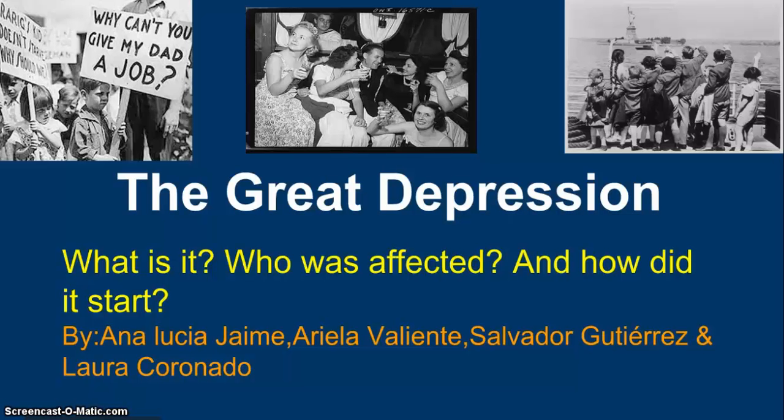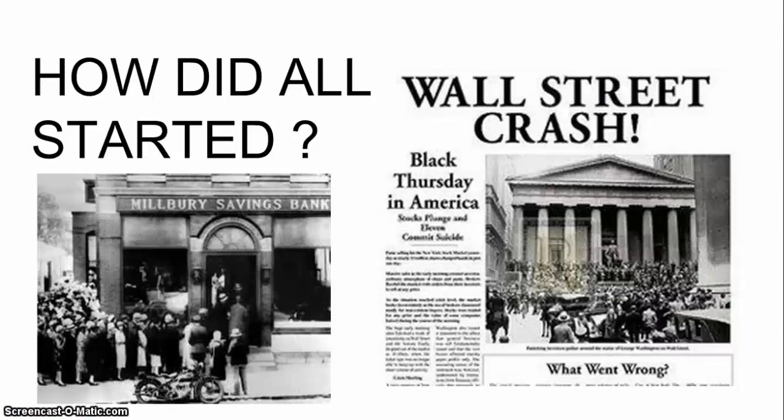The Great Depression of the United States. What was it? Who was affected? And how did it start? The Great Depression of the United States was caused by weakness in the U.S. economy. Although the 1920s was known as a prosperous time, the income was not evenly distributed, meaning that the rich people made large profits, and people spent much more money than what they earned.